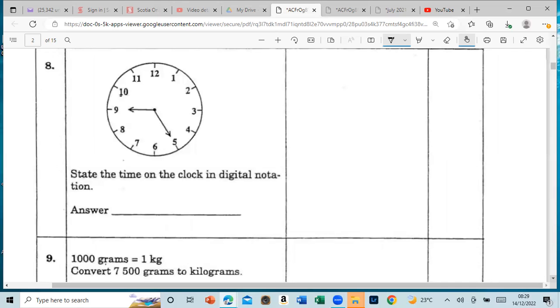State the time on the clock in a digital notation. Alright? So guys, one thing you have to remember, the hour hand is a shorter hand, so we can already establish that it's 9 something, right? But let us figure it out. Each one of these, when we come to minutes, go by 5. So this is 5. What's happening? 10, 15, 20. It's exactly on 25. So it's 9:25.